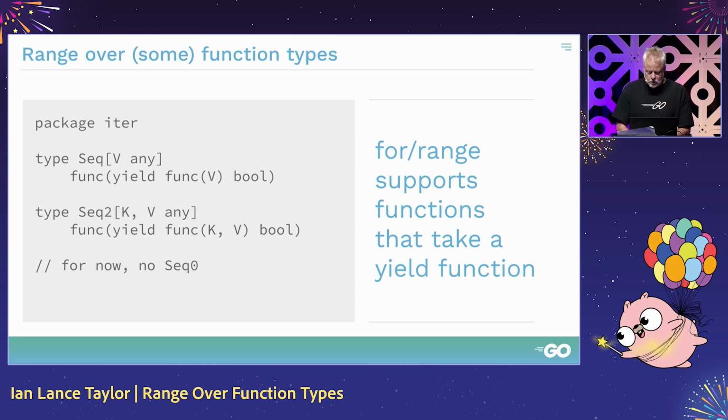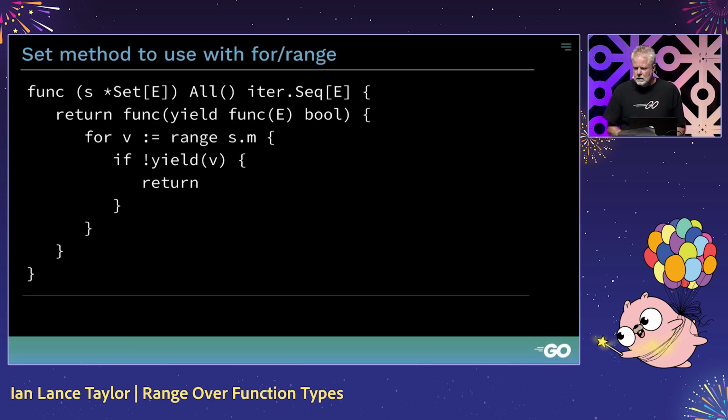It's easiest to explain how iterators work with an example. Here, the set method All returns a function. The return type of All is iter.Seq of E, so we know that this method returns an iterator. The iterator function itself, which is returned by All, takes another function, the yield function, as an argument. The iterator calls the yield function with every value in the set. In this case, the iterator, the function returned by set.All, is a lot like the set.Push function we saw earlier.